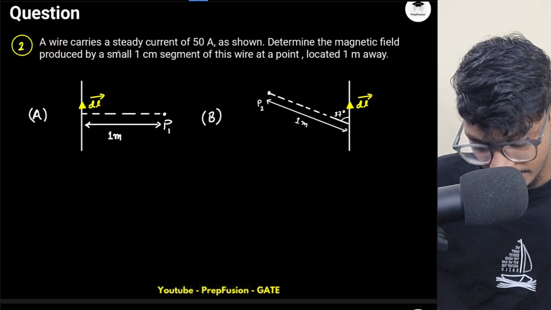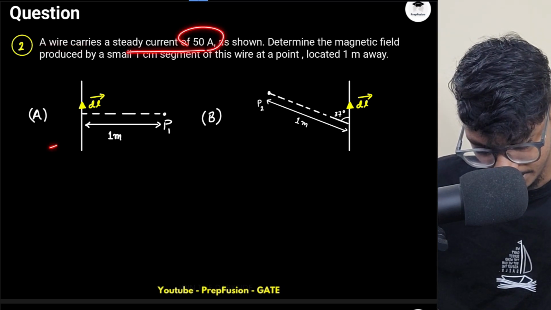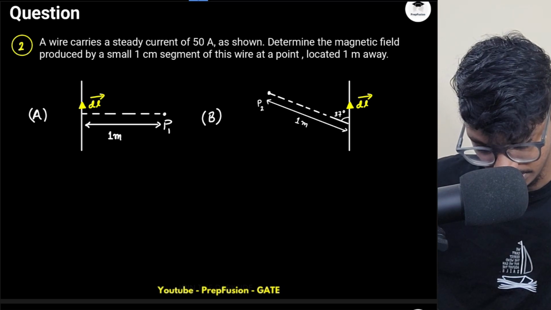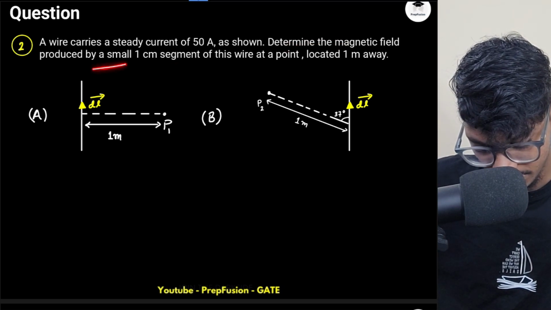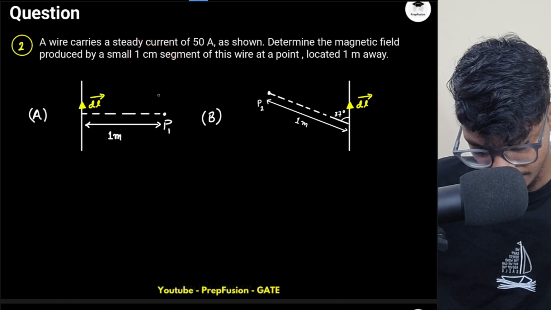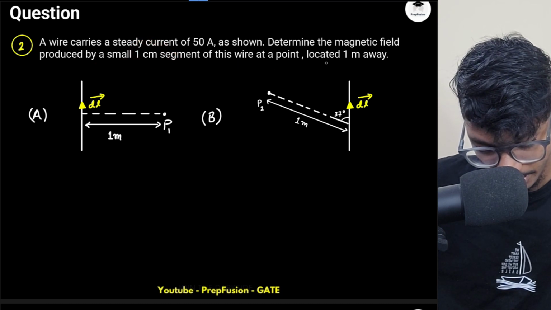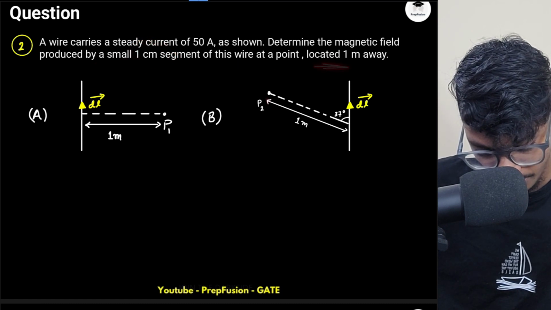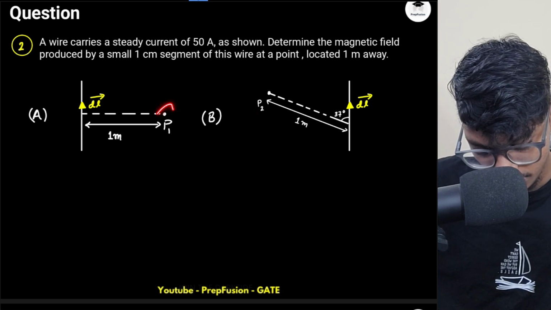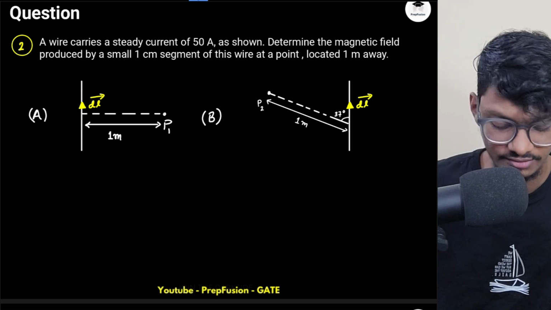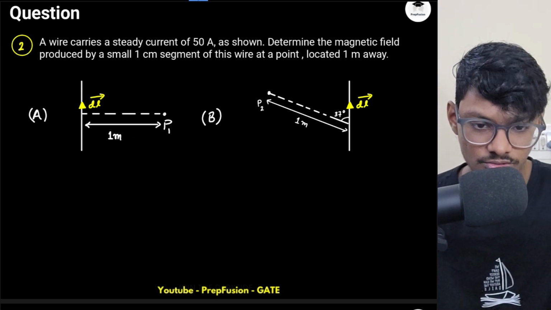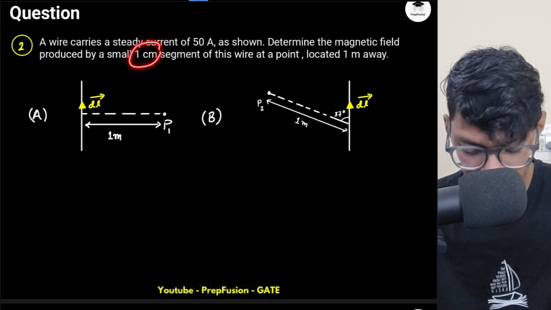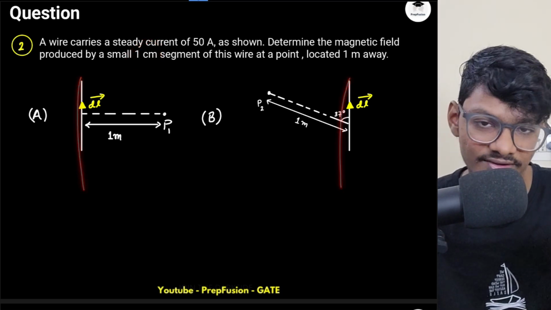A wire carrying a steady-state current of 50 ampere, as shown. Both these wires are carrying this current. Determine the magnetic field produced by a small 1 centimeter segment of this wire at a point located 1 meter away. So the points P1 and P2 are located 1 meter away, and I have to find the magnetic field for the two cases, along with direction. This 1 centimeter is a very, very small segment. Let's assume this is an infinite wire.